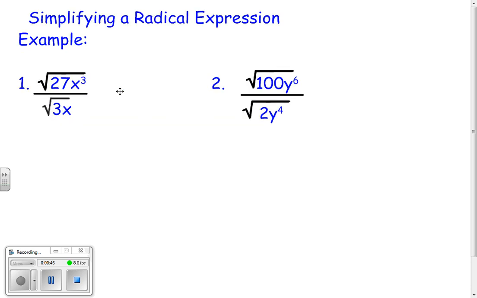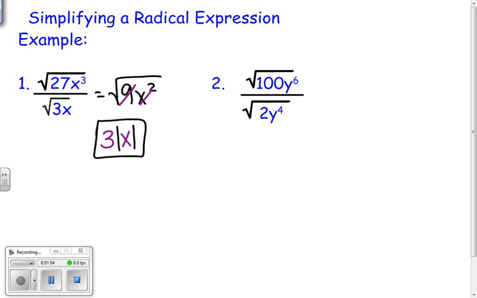So number 1, they are both square roots, which means that you keep the square root and divide the radicands. 27 divided by 3 is 9. X cubed over x is x squared. The square root of 9 is 3. The square root of x squared is x, with absolute values around the x because you started even and ended odd.